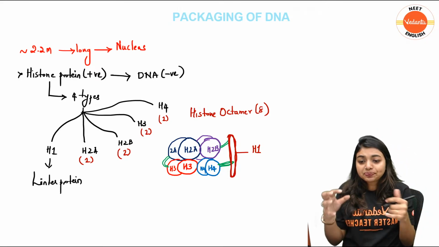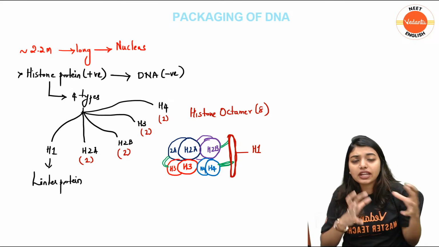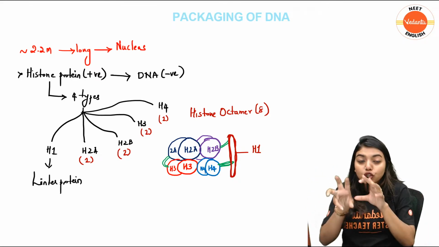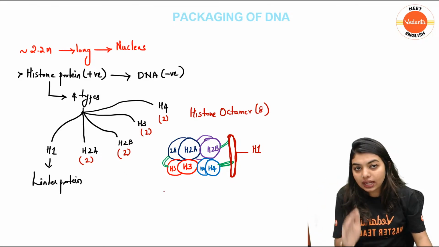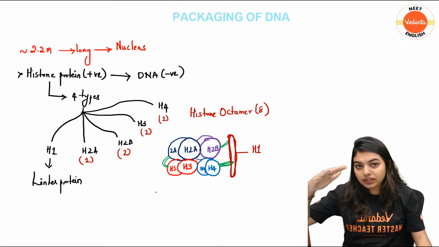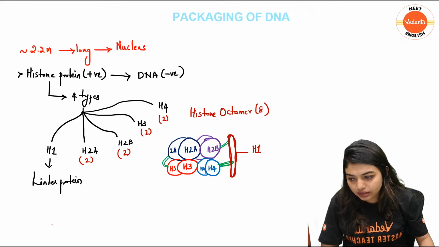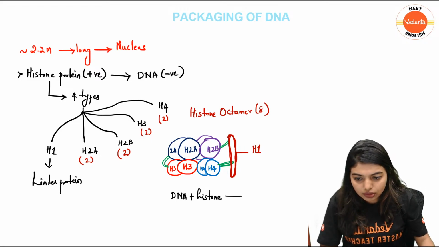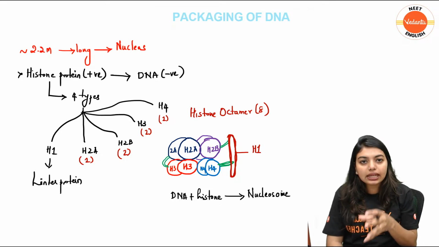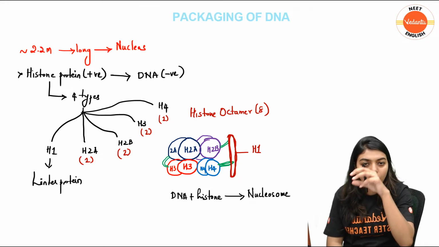So students, understood? H2A, H2B, H3, H4, all of them will be doubled to form a cube-like structure, right? Like an octamer. So this entire structure, with the help of DNA and histones all together, okay, all together. One second. DNA plus histones together, I will call the structure a nucleosome. Nucleosome. Okay, understood? DNA plus histones will be called a nucleosome.